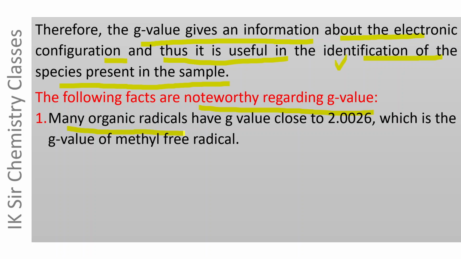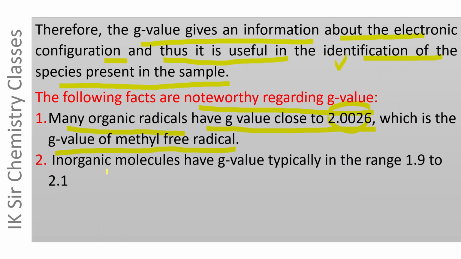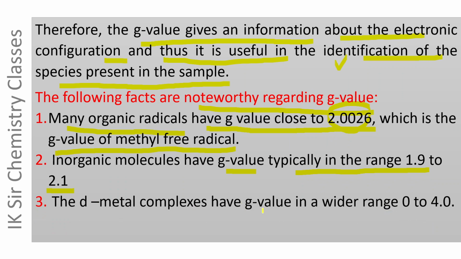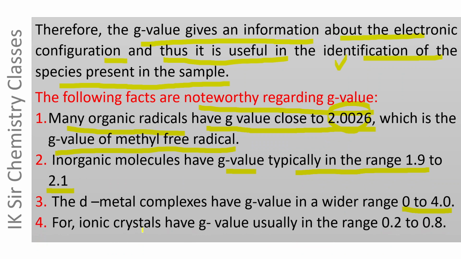Many organic radicals have G value close to 2.0026, which is nothing but the G value of methyl free radical. The inorganic molecules have G value typically in the range 1.9 to 2.1, but the d metal complexes have G value in a wider range from 0 to 4.0. For ionic crystals, the G value is usually in the range 0.2 to 0.8. These four are noteworthy facts regarding the G value of various species.